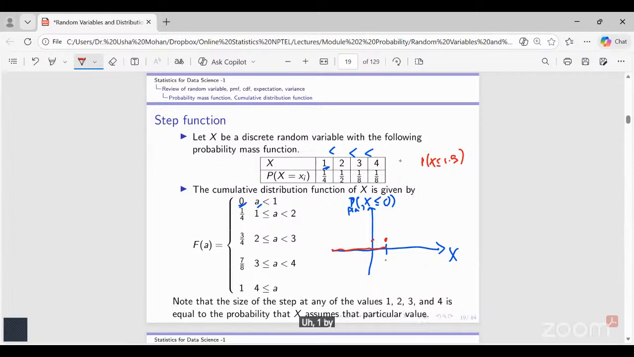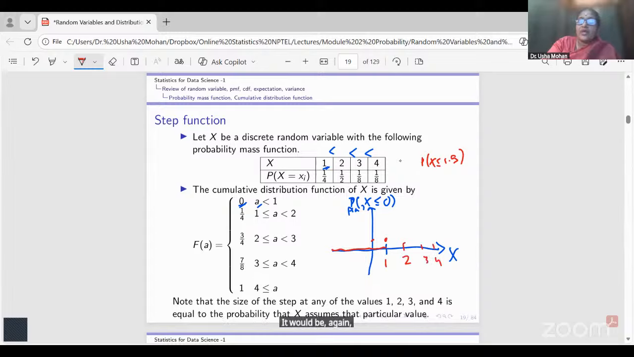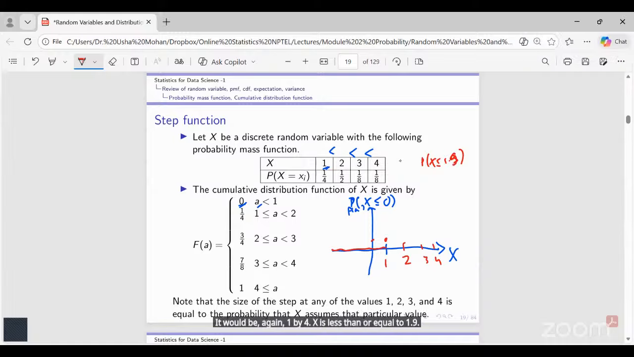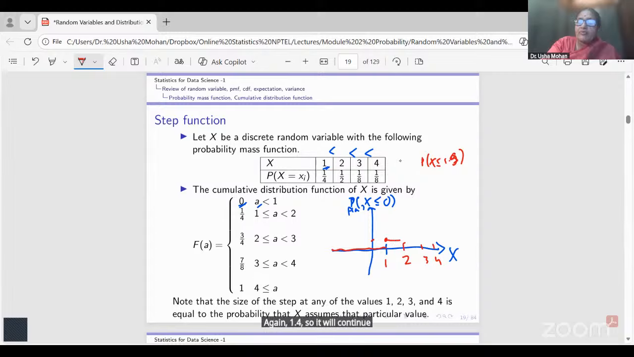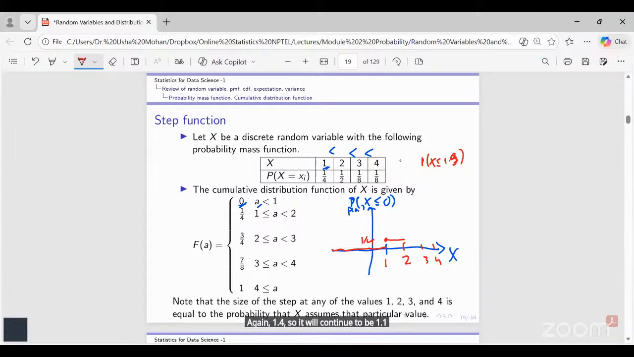1 by 4. It would again be 1 by 4 for x less than or equal to 1.9, and it will continue to be 1 by 4. At x equal to 2, what would be the value?